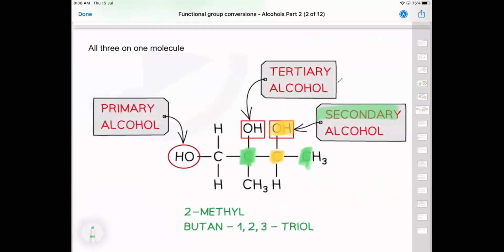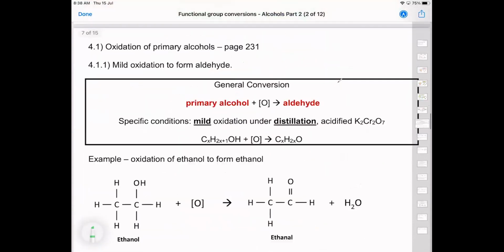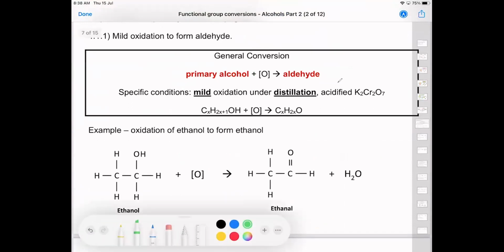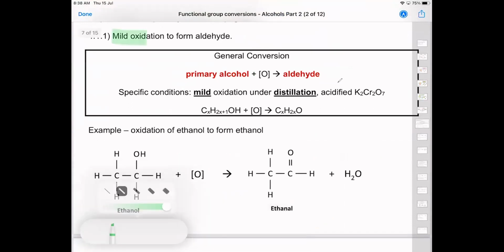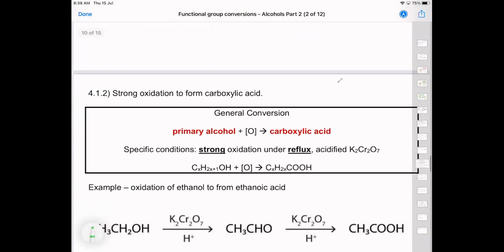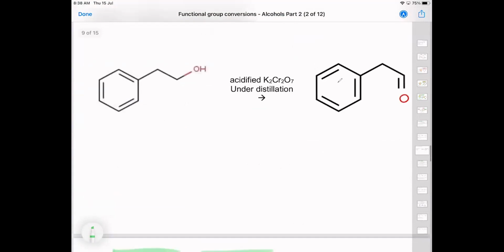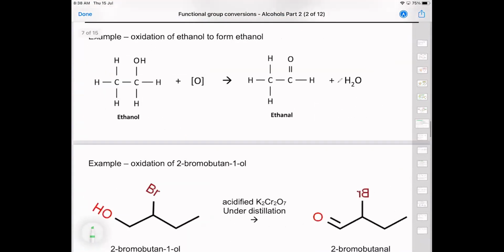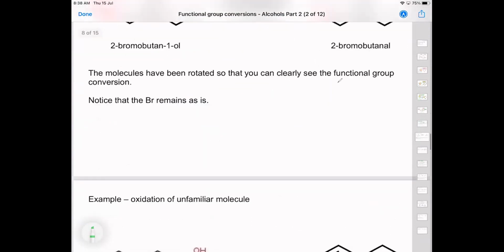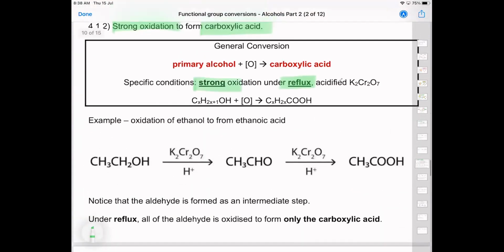Cool. So we don't have a lot of time left. So what I'm going to let you do is go on now, and I want you to read about mild oxidation. You'll see here there's mild oxidation to form the aldehyde, and then there's a couple of good examples there. And then there's strong oxidation to form the carboxylic acid, and we do this under reflux. You'll see here that I've highlighted the words that are very important: distillation, mild, and then strong and reflux.